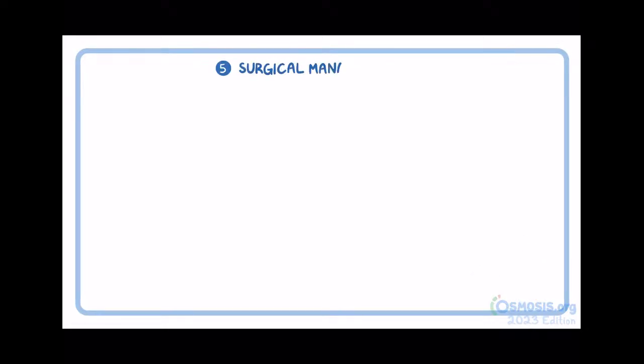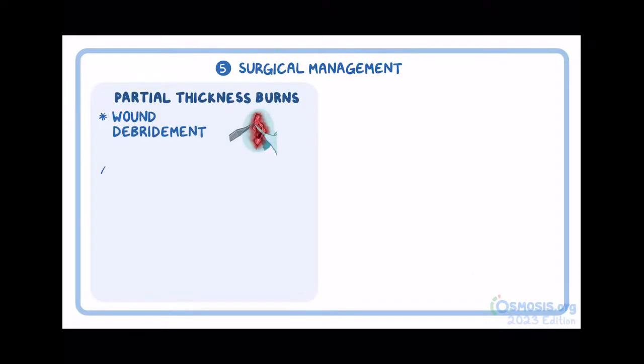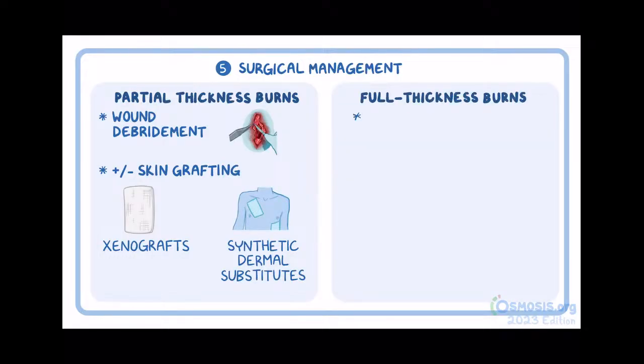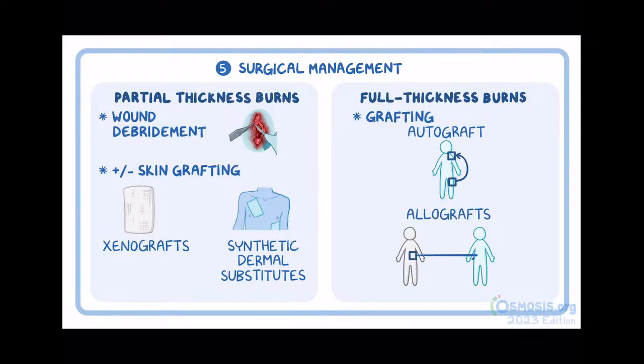Alright, when it comes to surgical management, patients with partial thickness burns usually need wound debridement and sometimes skin grafting. Grafts for partial thickness burns include xenografts and synthetic dermal substitutes. Patients with full thickness burns will often require a different type of graft called an autograft, which uses the patient's own skin. Allografts, or skin from cadavers, may be used temporarily for deeper burns that can't be immediately staged.